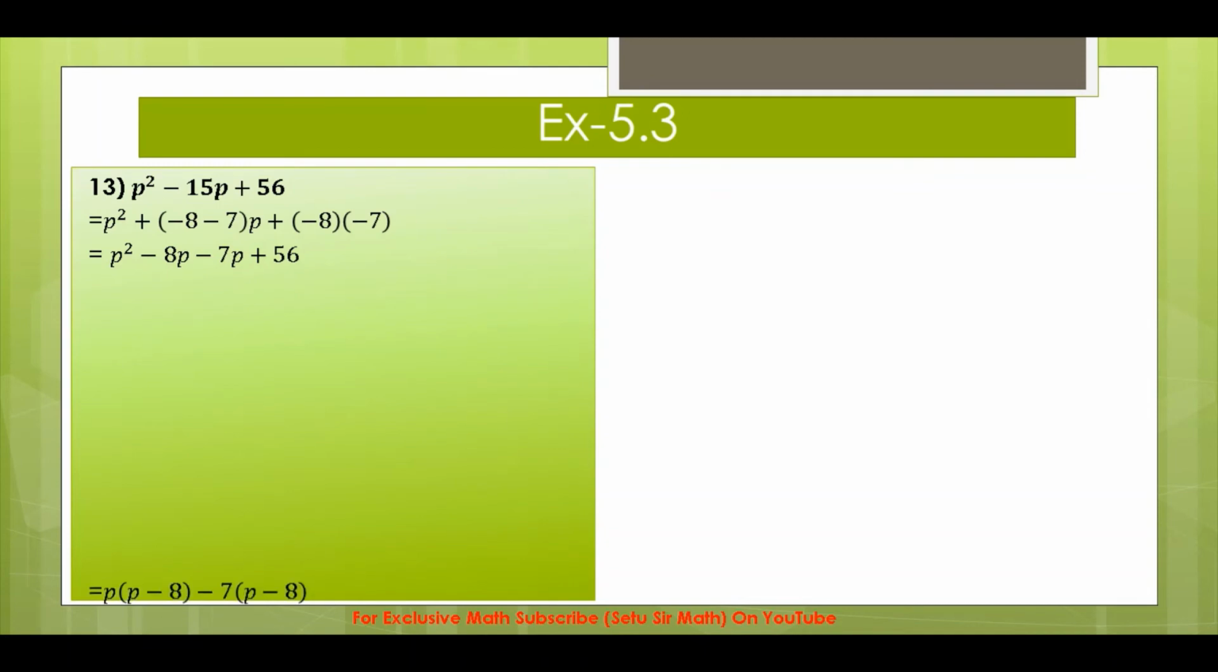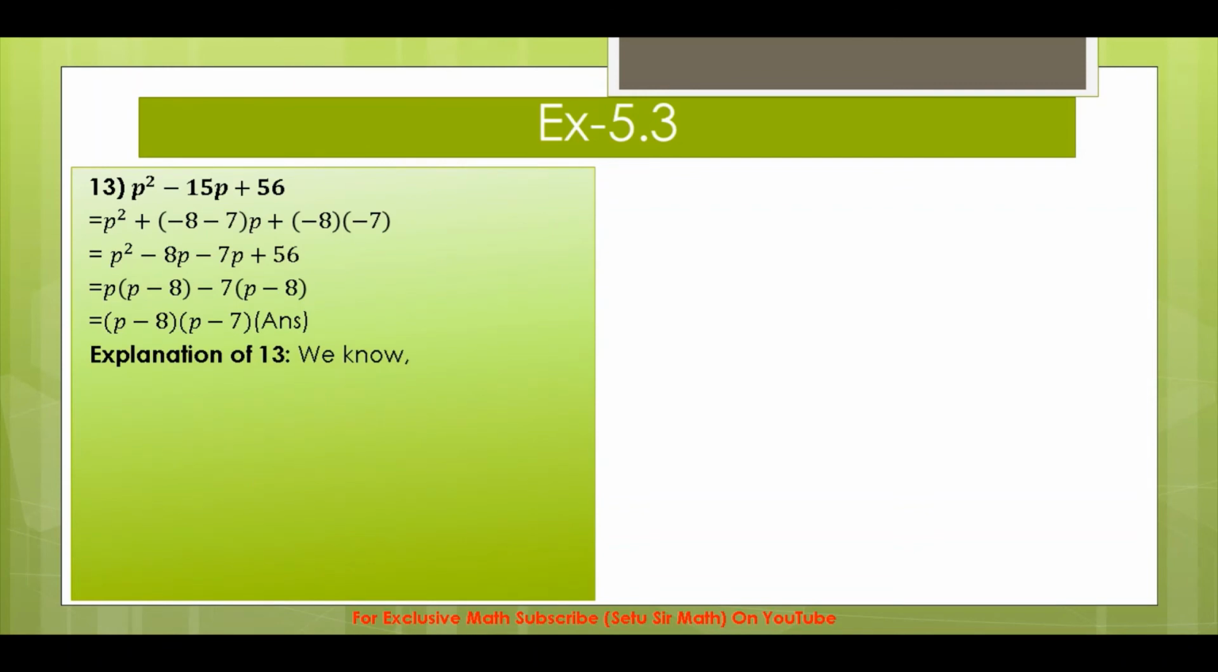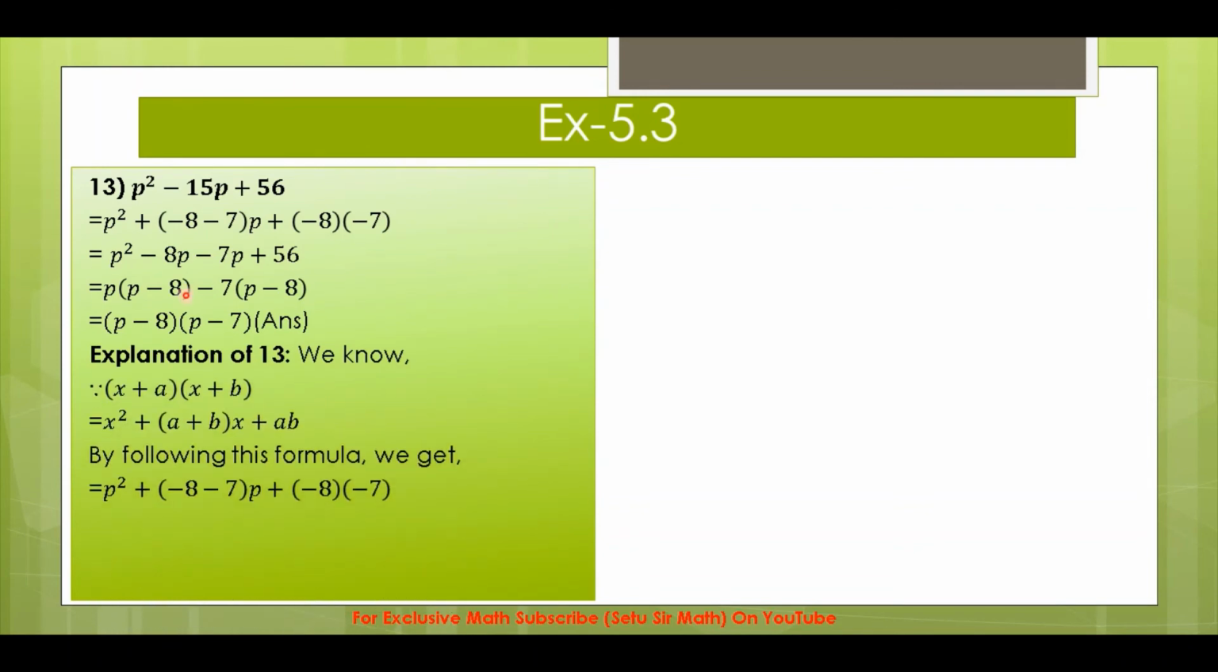So if we take common p, we will get p minus 8, and if we take common minus 7, we will get p minus 8, because minus plus are minus. So we will take common p minus 8 and we will get p minus 7. So that is the same thing as already done. P square, minus 8 minus 7, that would be minus 15, and 56, minus times minus that would be plus 56. So we'll get 15, and the sign will be the bigger number's sign, and the bigger number's sign is minus in here. So that is the thing.